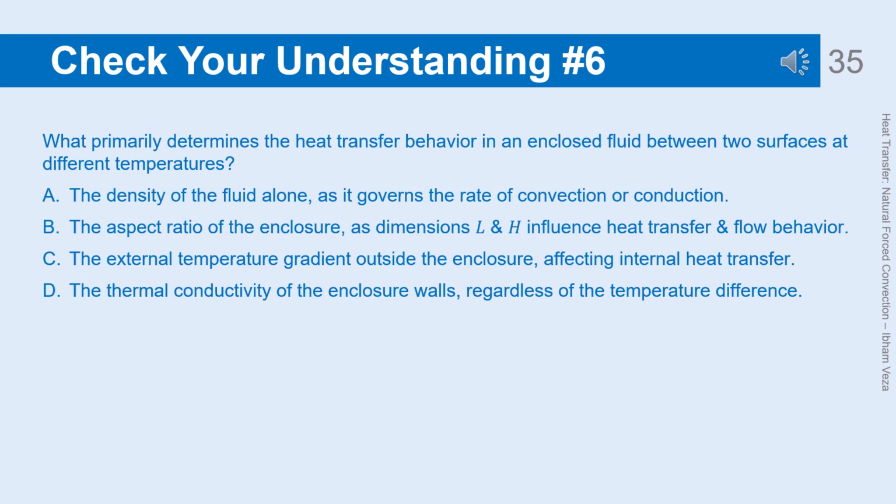C. The external temperature gradient outside the enclosure affecting internal heat transfer. This is incorrect because the heat transfer within the enclosure is governed by the internal temperature difference, T1 and T2, and fluid properties, not the external temperature gradient. D. The thermal conductivity of the enclosure walls regardless of the temperature difference. This is incorrect because while wall conductivity might affect heat leakage, it does not determine the internal fluid heat transfer behavior, which depends on the temperature gradient and aspect ratio.